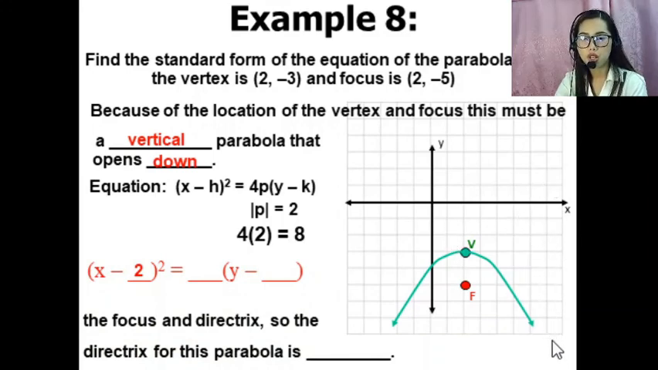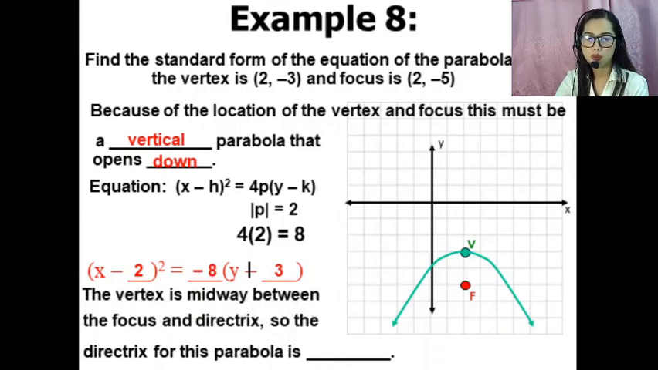Substituting all the values of our vertex, h, which is 2, and k, which is negative 3, you have quantity x minus 2 squared equals negative 8 times y plus 3. The vertex is midway between the focus and the directrix. So the directrix for this parabola is y equals negative 1. It is located here, there is your directrix. Okay, so that's it. I hope you understand your examples, and see you on the next tutorial.